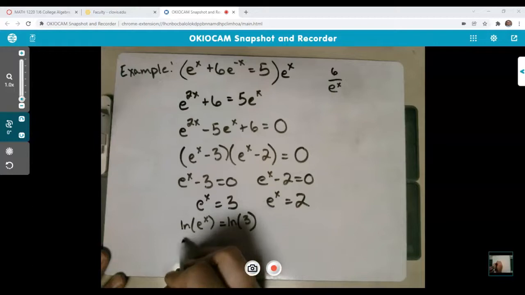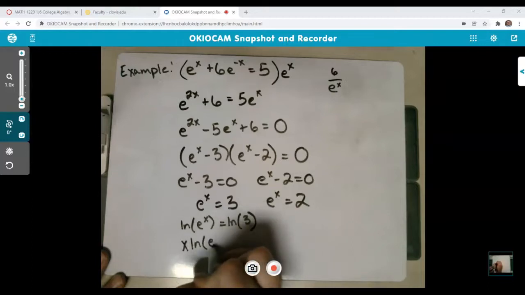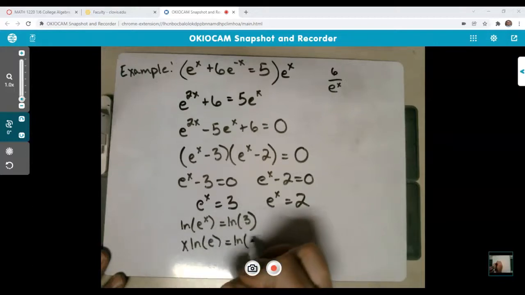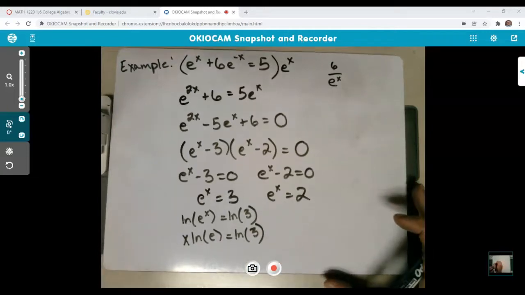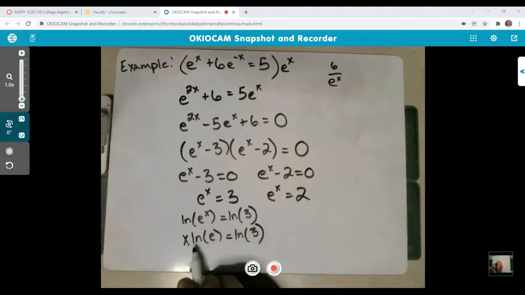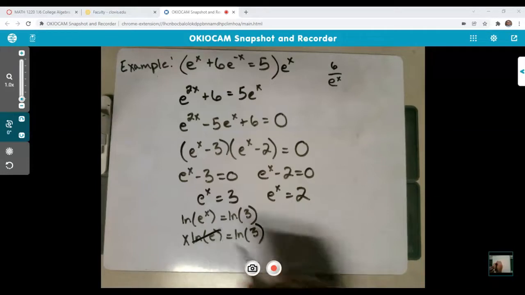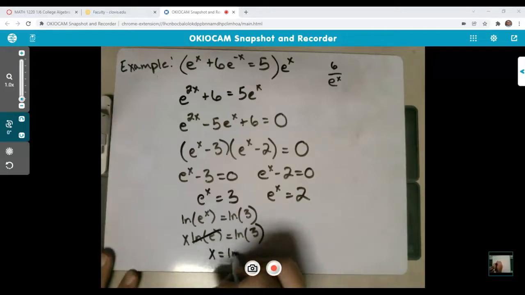I can bring my power down to the front, so x times the natural log of e equals the natural log of 3. But remember, we said ln is log base e. So ln of e is just a 1. So I can just make this 1, which gives me x equals ln of 3.